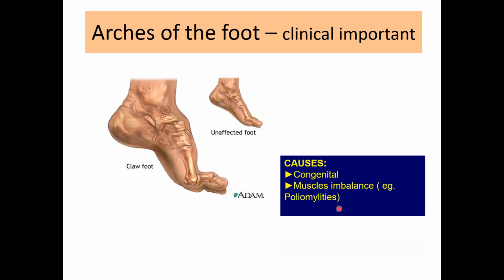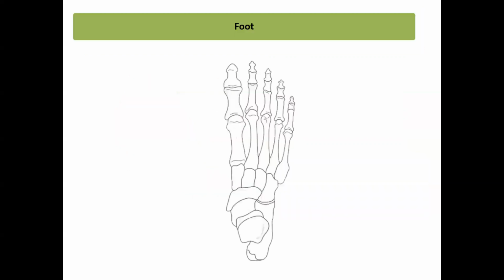This is also clinical. This is the normal one, and this is the one affected by clawfoot, where the arch is more than normal. It can be congenital, and in some cases due to muscle imbalance, for instance in poliomyelitis, an infection of polio. And then I think that's all.